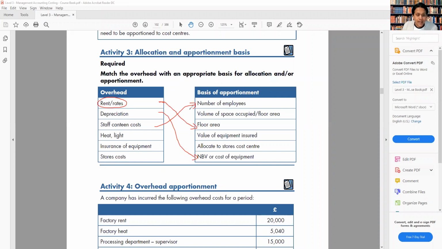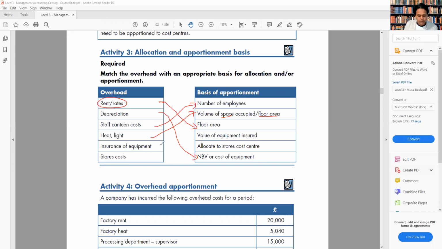Now for the heat and light, you can see we have volume of space occupied and the floor area. That means in the exam, if you don't see the floor area, if you see the volume of space occupied, it's basically the same story. How much area I'm occupying and how much floor space I'm using is more or less the same thing. So don't panic or be confused if you see there is no floor area. Volume of space occupied is the same thing.